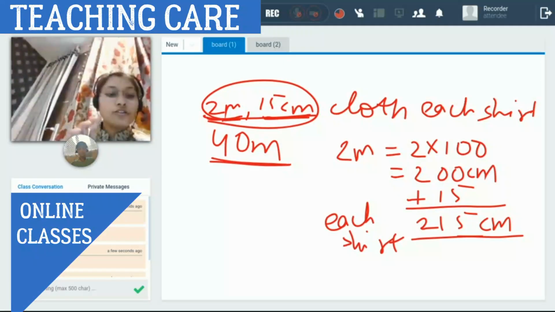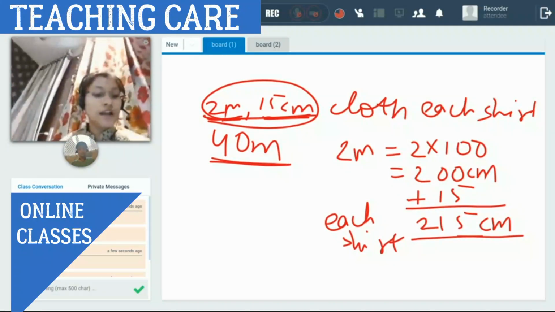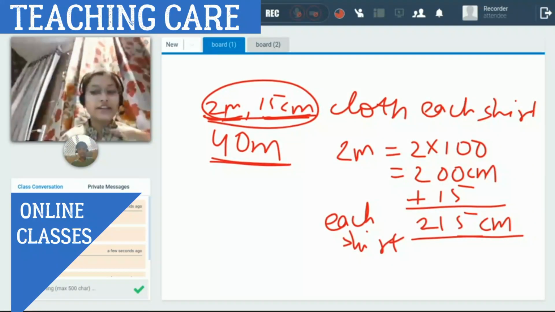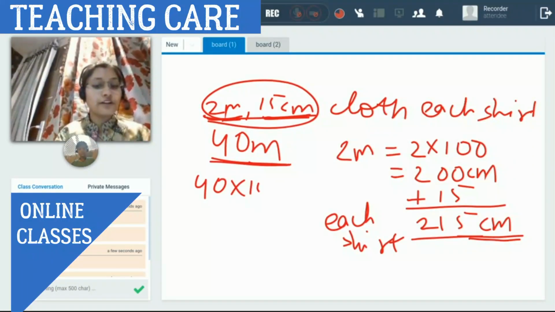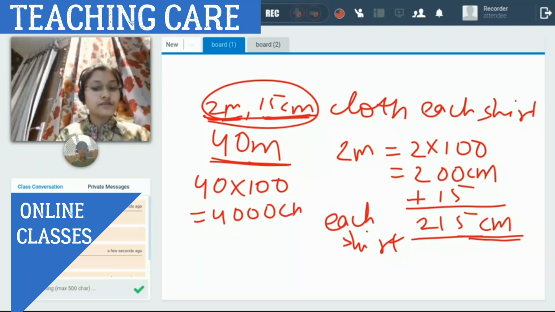Total I am having now. When we are going to multiply, divide, add, subtract anything, the units should be same. So if this is in centimeter, I have to convert this also in centimeter. 1 meter is 100 centimeter, 40 meter is 40 into 100, that is 4000 centimeter. So this is the total cloth I am having.